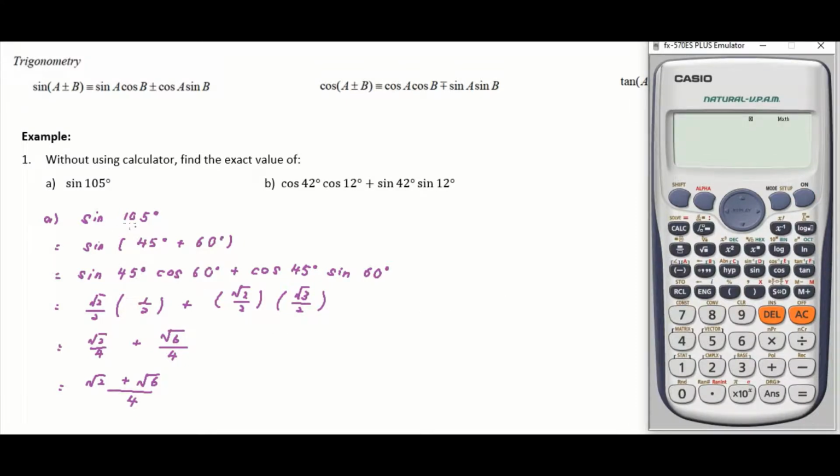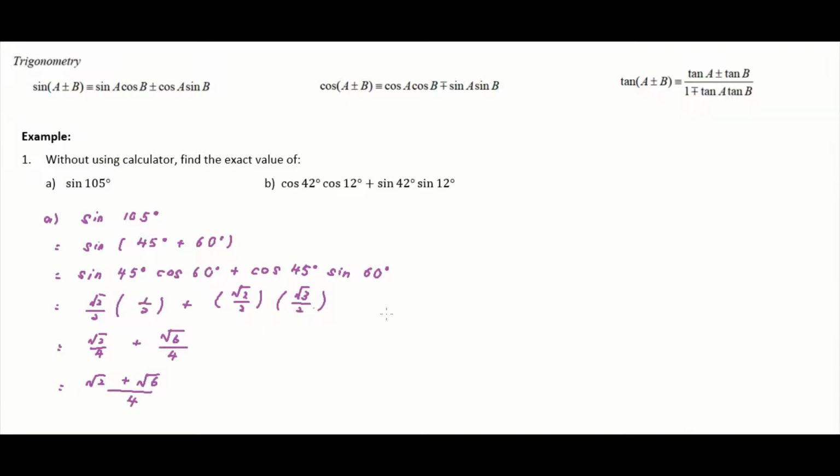So for example here, after you finish all, you can try to just check sine 105. So you can see you get the exact same answer, so you know that your answer is correct. Okay, so same thing, let's go to B.